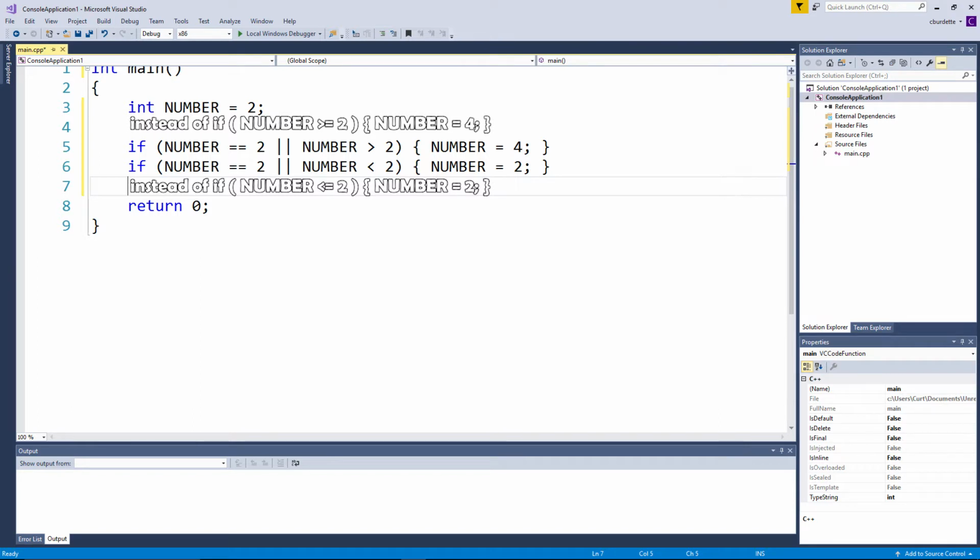Kind of the same idea here, where we're replacing the greater than equals and less than equals relational operators with two relational conditions in the logical operator OR. The code is functionally the same, but obviously the greater than equals and less than equals operators are quicker to code.